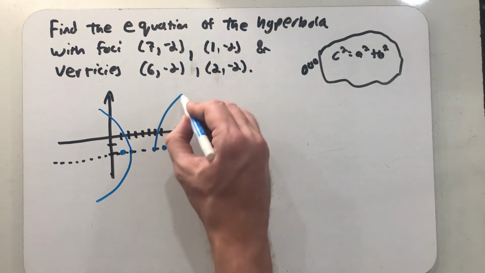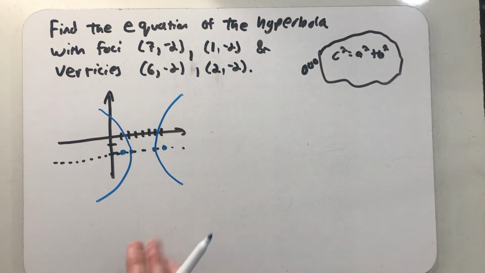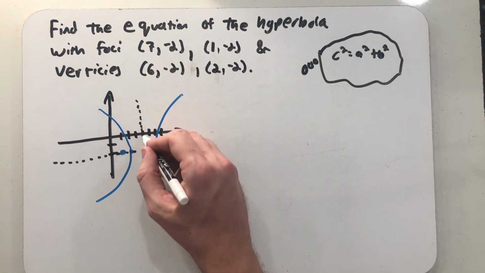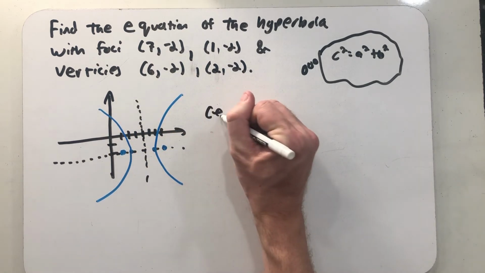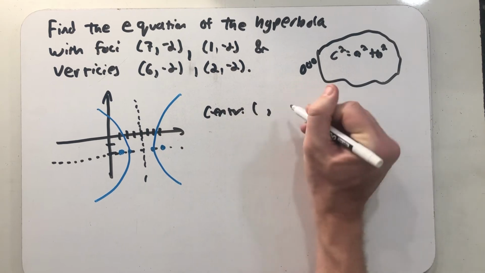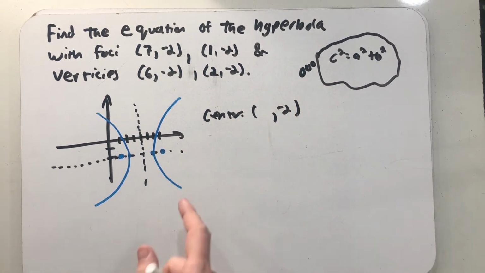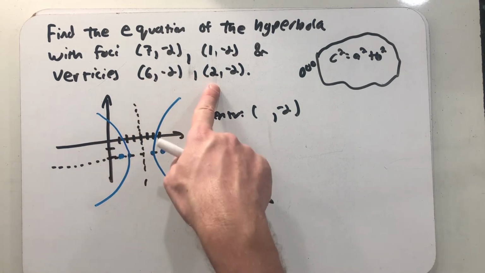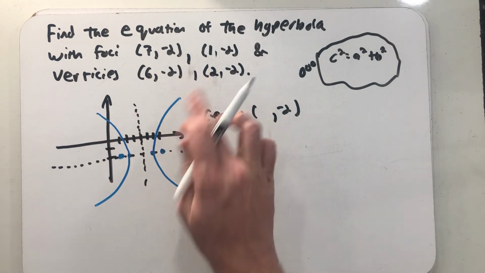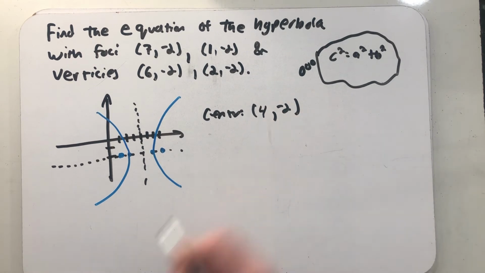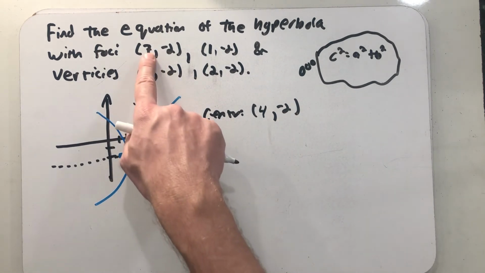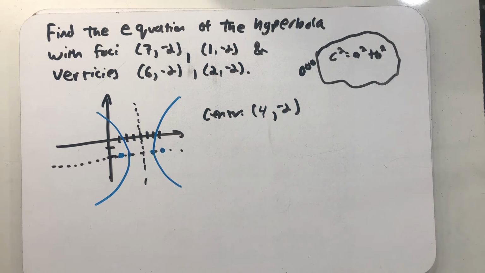This is certainly not to scale. This is just to help us think about it, right? Because I can't really get the scale here right without knowing the value of b, which I need to find. Well, it's not going to be too hard to find where that center is. Assuredly, the center lies on the transverse axis, so the y value is going to be -2. And the x value has to be right in between where those vertices lie. So right in between 2 and 6, we'd have 4. Well, also right in between 7 and 1, the two foci, we would have 4.